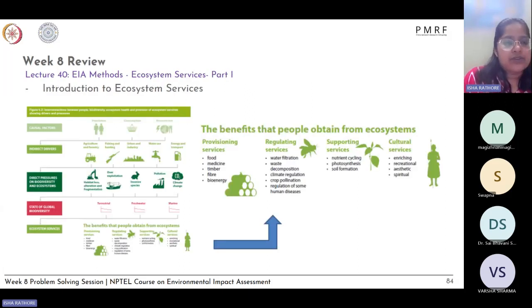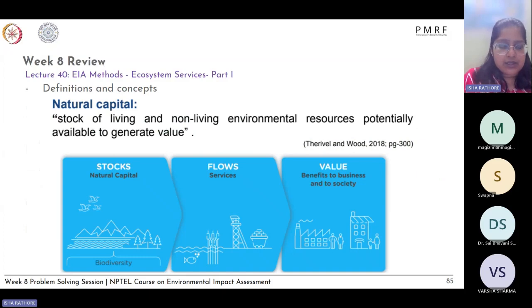In the last lecture for week 8, we looked up at EIA methods for ecosystem services. So we have already earlier looked up at the different kinds of ecosystem services, the kind of services that the ecosystem provides, like your provisioning services, regulatory services, supporting services, and cultural services. And now here we looked up at certain new definitions. So we had the natural capital, which was the stock of living and non-living environmental resources potentially available to generate value.